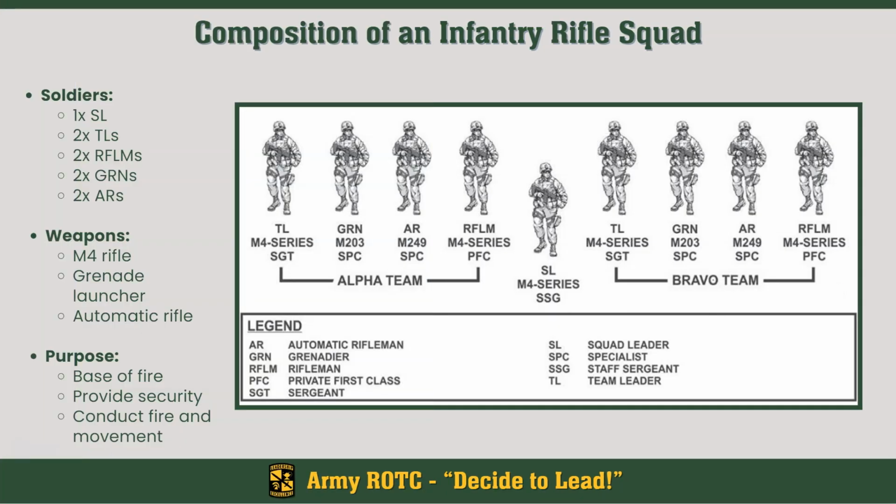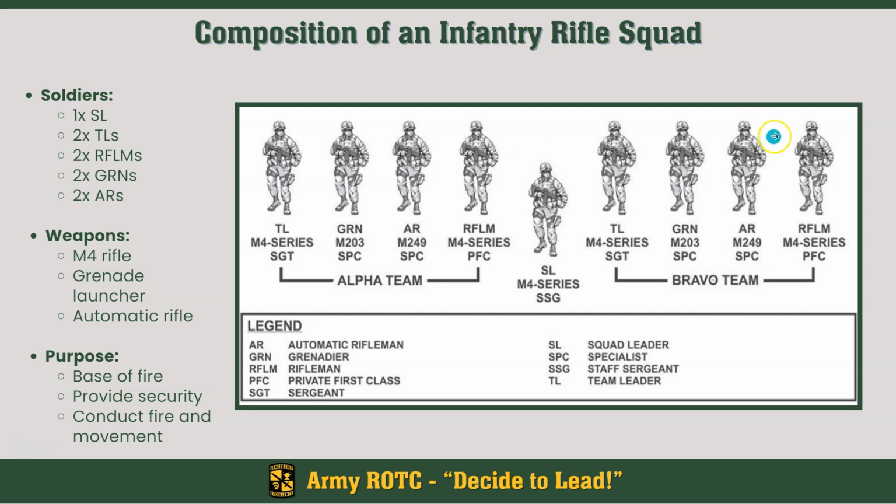And now we're going to move up to the infantry rifle squad. If you notice here, it's just two fire teams and a squad leader in charge of both. So it now has nine people: a squad leader, two team leaders, two riflemen, two grenadiers, and two automatic riflemen. The weapons are going to remain the same: an M4 rifle, the grenadier has the grenade launcher, and then an automatic rifle. Two teams means we just have double of what we already talked about. And then the squad leader also carries just the rifle.